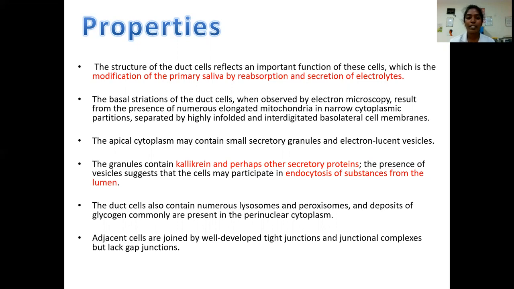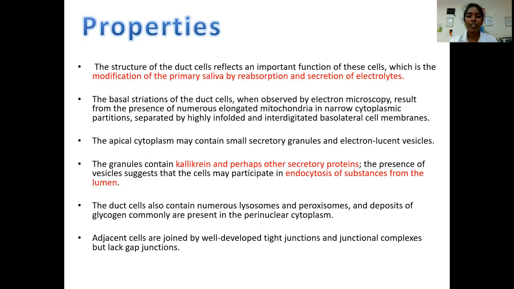The basal striation of the duct cells, observed by electron microscopy, results from the presence of numerous elongated mitochondria in narrow cytoplasmic partitions, separated by high, enfolded, and interdigitated basolateral cell membranes. The apical cytoplasm may contain small secretory granules and electrolucent vesicles. The granules contain kallikrein and perhaps other secretory proteins. The presence of vesicles suggests that the cells may participate in endocytosis of substances from the lumen.